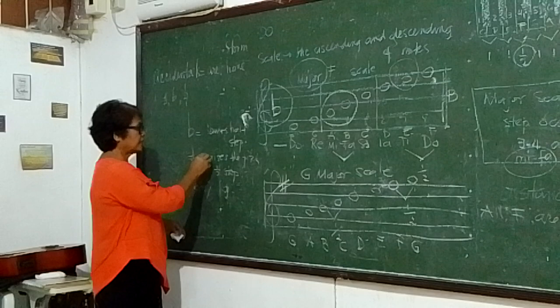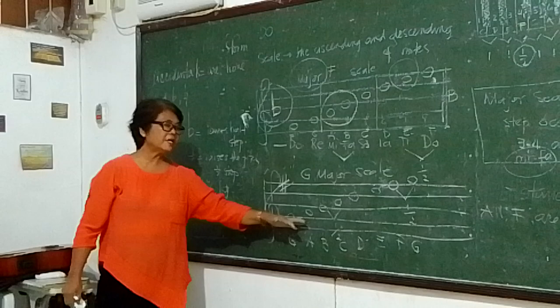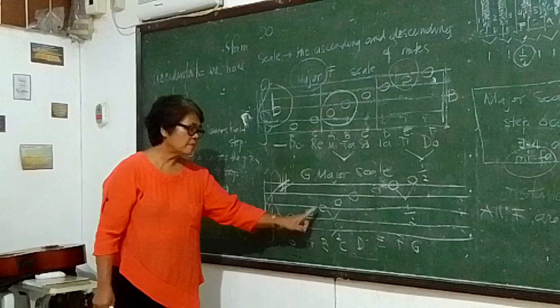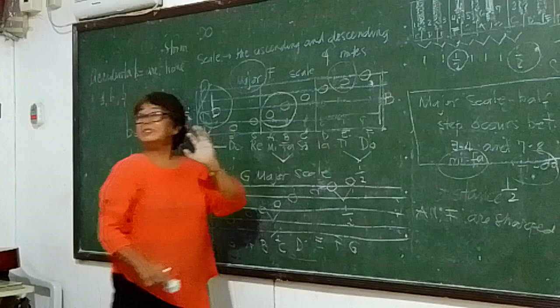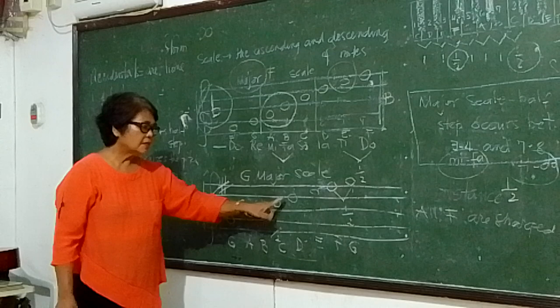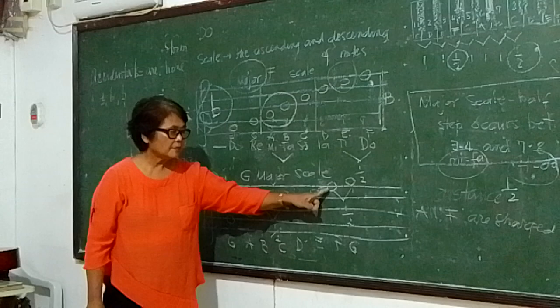So now, G major scale. Do to re, whole. Re to mi, whole. Mi to fa, half. B to C is a half step, so there is no need to add a sharp or a half step. Mi, fa, sol, la, ti.